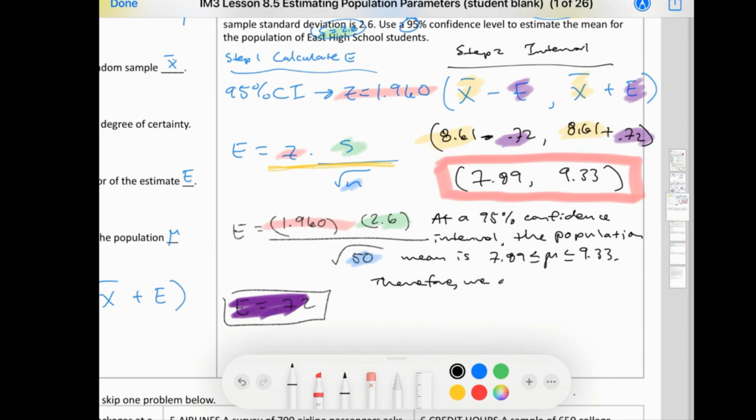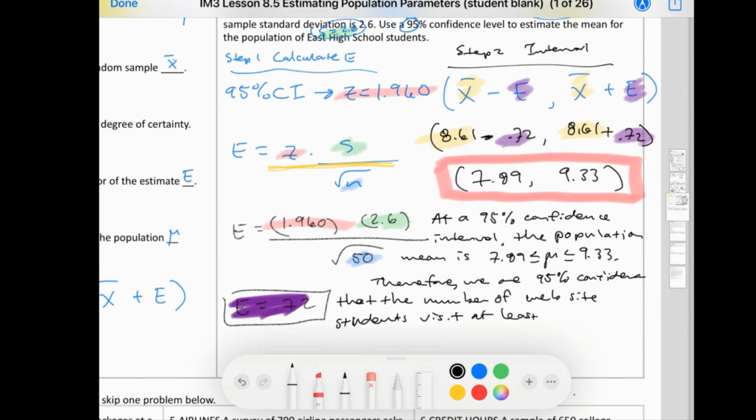Therefore, we are how confident? 95% confident that the number of website users or students visit at least 3 times a day is between 7.89 and 9.33.